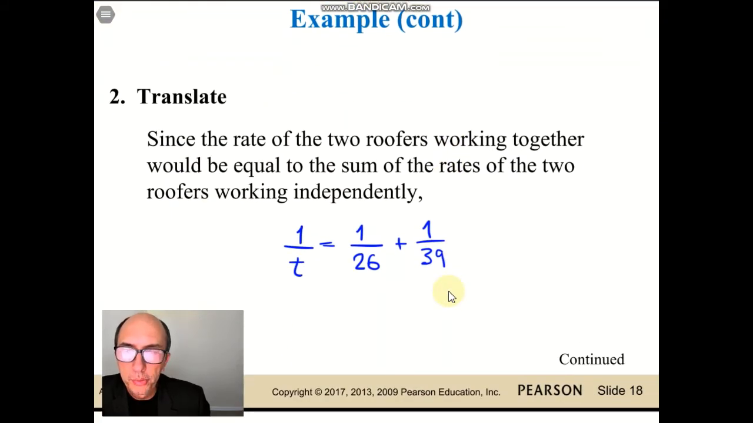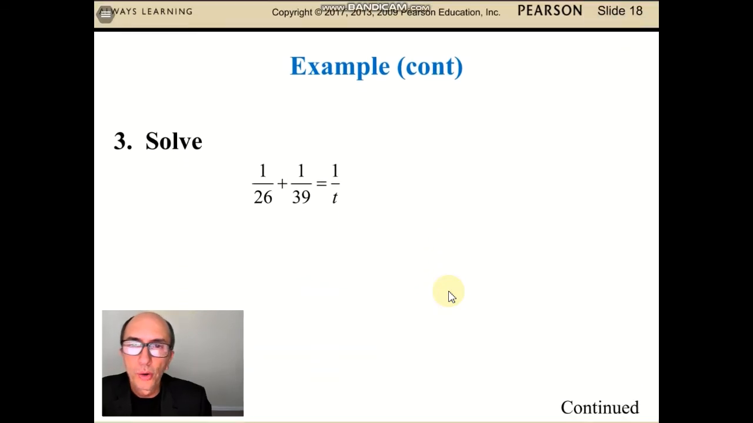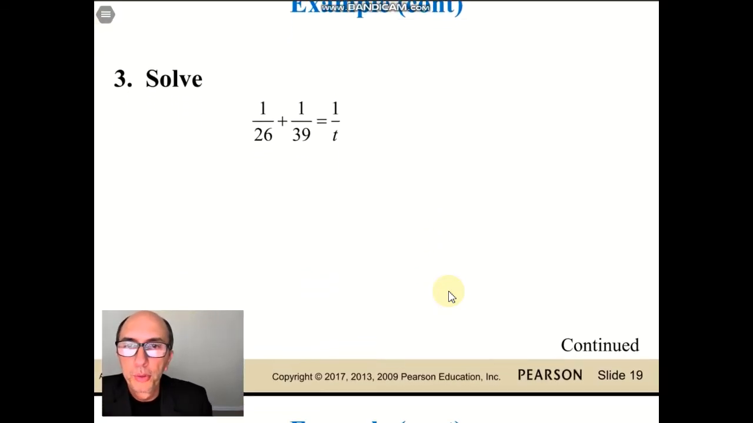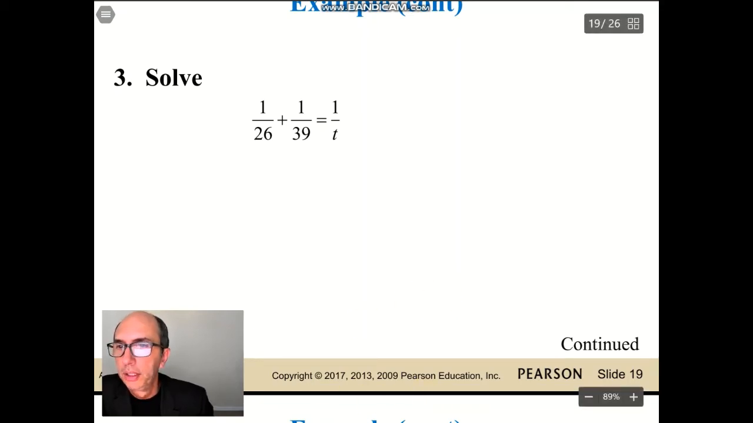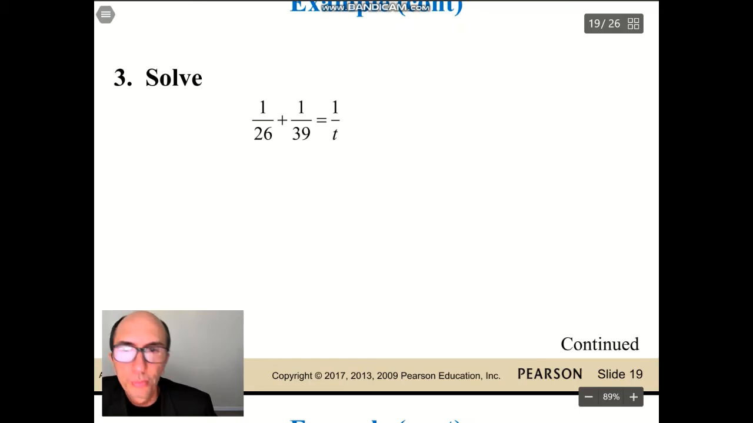Now we have a rational equation, and we can solve it. We're going to solve it by applying our knowledge of how to solve rational equations. And the first step, as we remember, is to find the lowest common denominator.